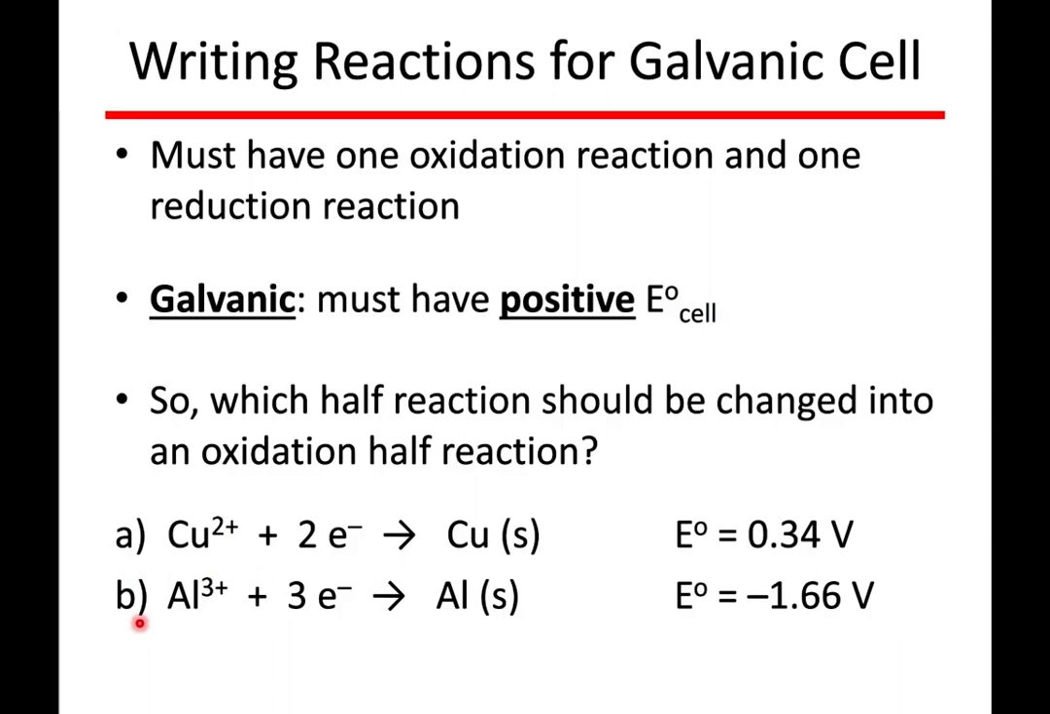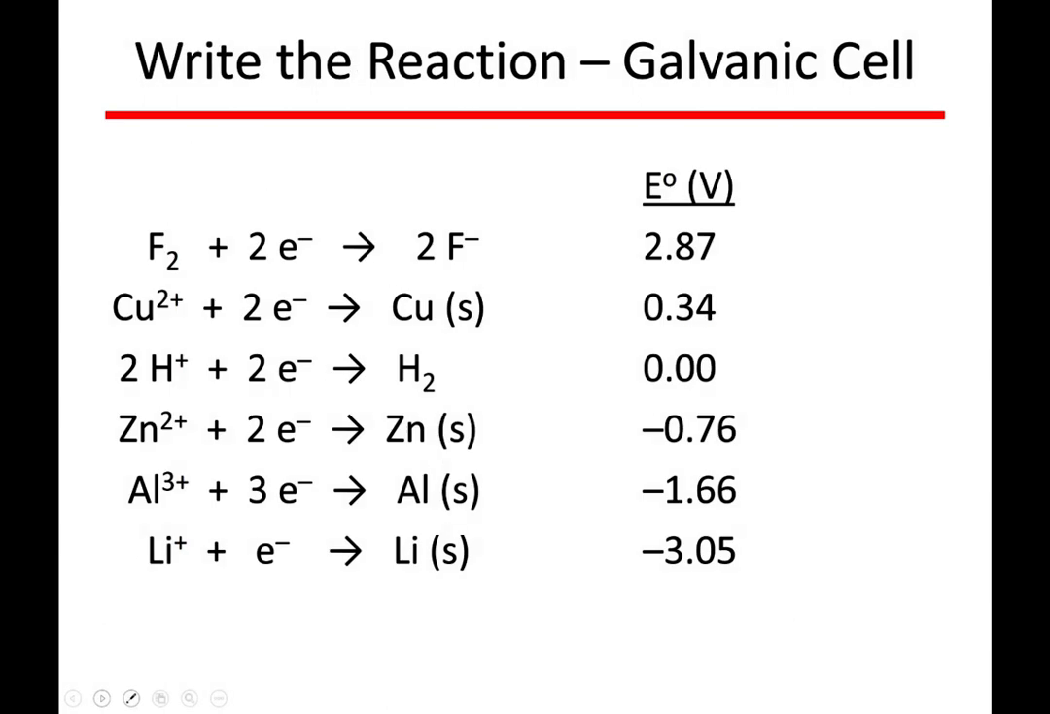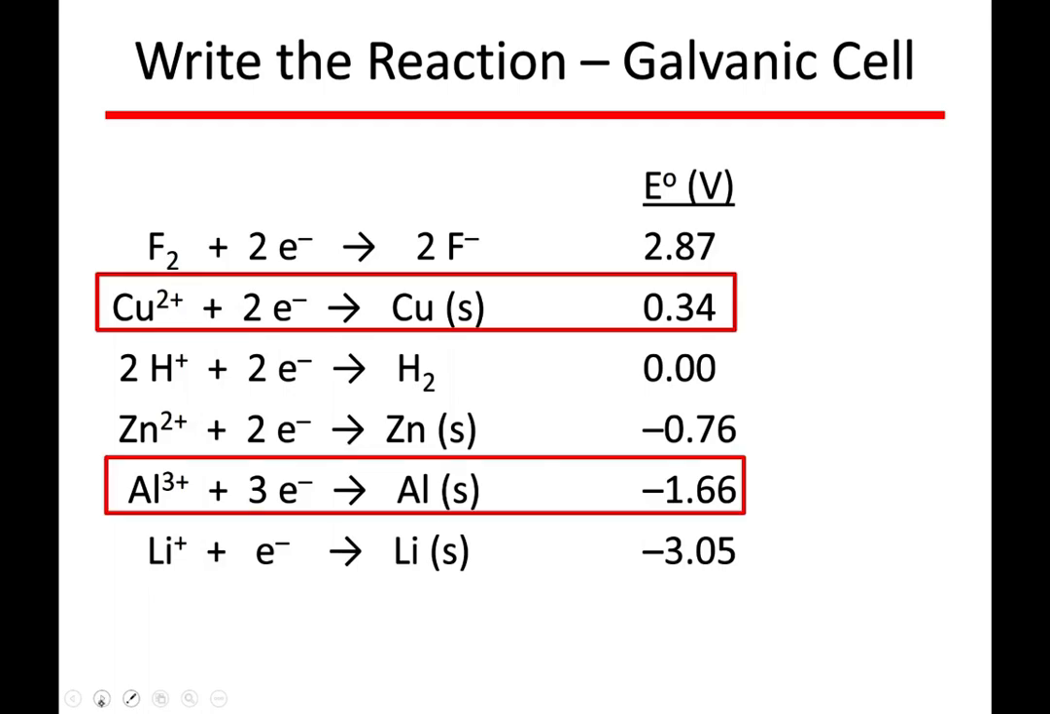So we need to reverse the half reaction for the Al3+, and in doing so, we'll convert this reduction half reaction into an oxidation half reaction. The answer here is B. Now, the guiding principle when we're dealing with galvanic cell problems is we find the two half reactions that correspond to the things that we have in our galvanic cell, right? In this case, it's the copper and copper 2+ and the Al and Al3+.